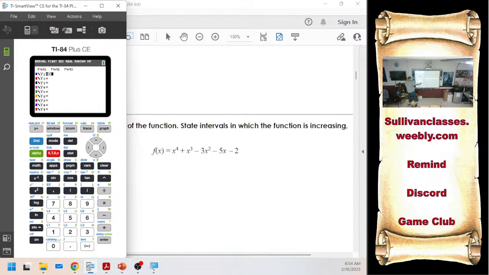I'll say x to the 4th plus x to the 3rd minus 3x squared minus 5x minus 2. And I would write a note next to this so you don't get caught in the trap. Find it. Find it for real. Don't estimate. If it's a terminating or repeating decimal, we can write it as a fraction. If it's not, how many places are we going out?